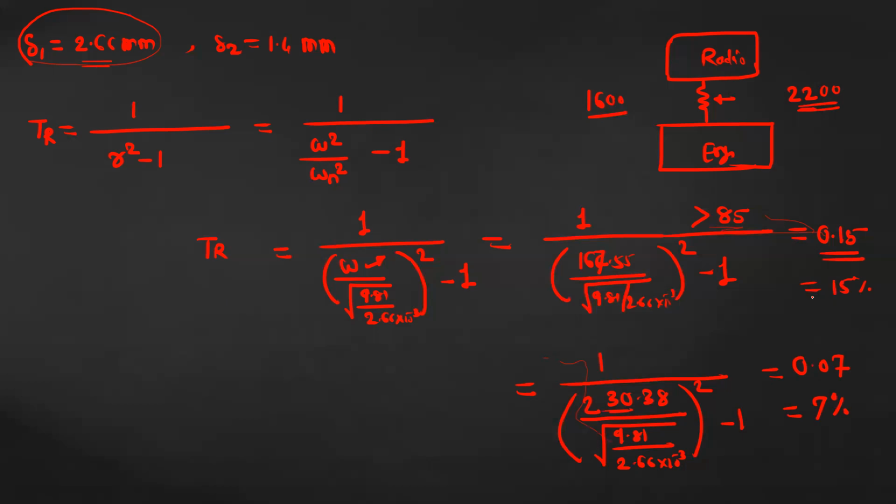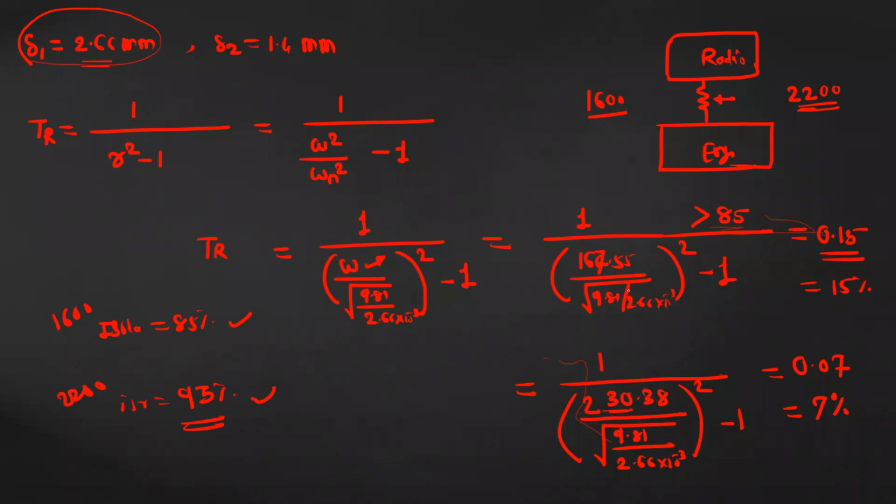So when 15% is the transmissibility, what is isolation? Isolation is equal to 85%. So it satisfies the given condition, at least 85% isolation, at the lower speed. At the higher speed, what is isolation? 7% is the transmissibility. So 100 minus 7, so it is 93% of isolation. So this spring is giving improved result for the isolation at the higher speed. Okay. So isolation becomes 93%, and at least required value is 85%.